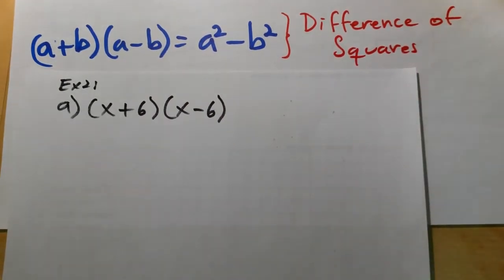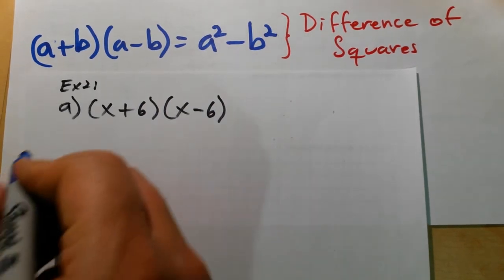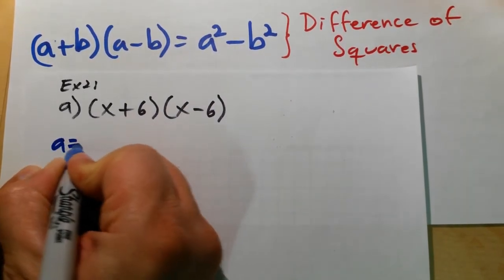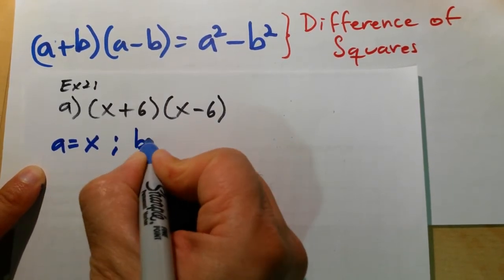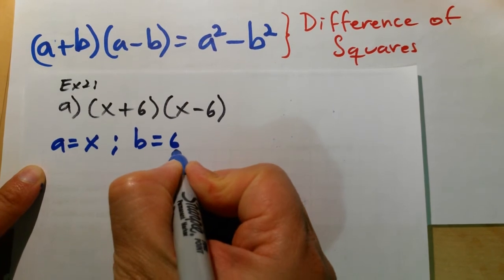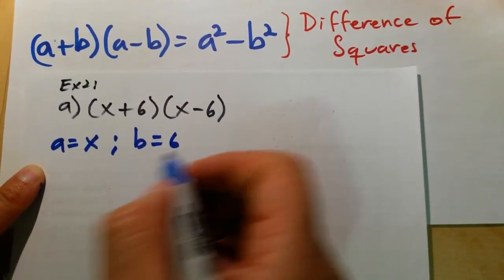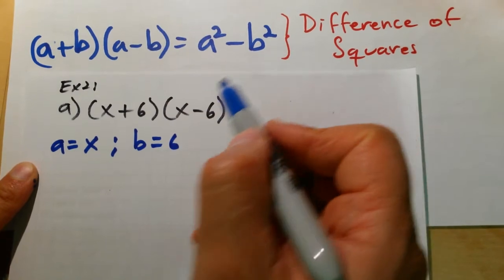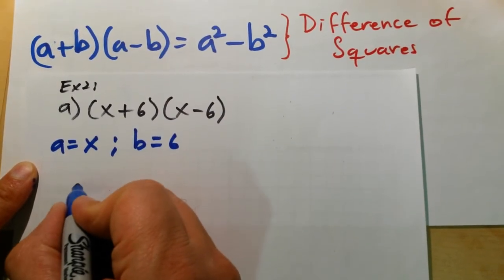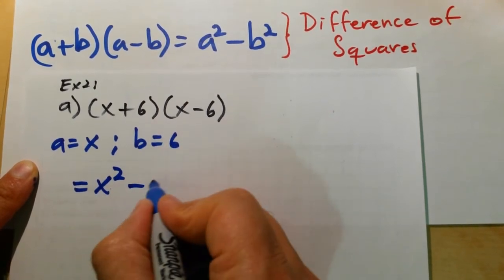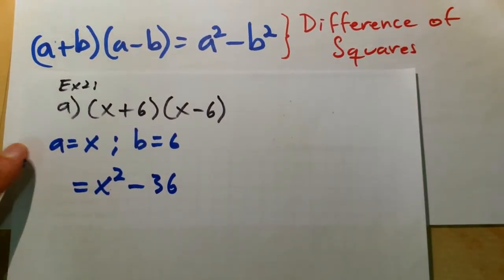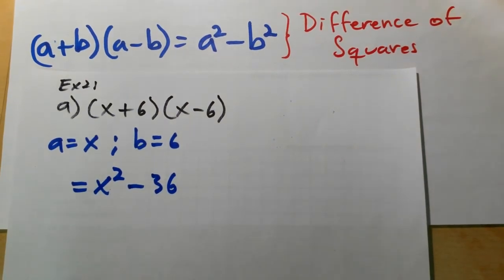Same thing: what is our A value? Our A value would be x. What is our B value? It would be 6. So when we expand that, we need to get A squared minus B squared. In essence, when you expand this, we get x squared minus B squared, which is 36. Get familiar with these patterns. Eventually, when we are factoring, this will become very, very useful.